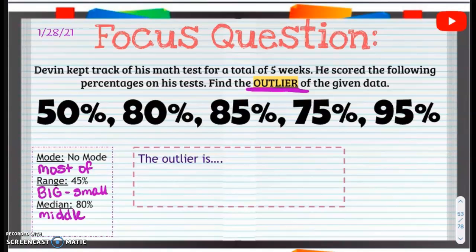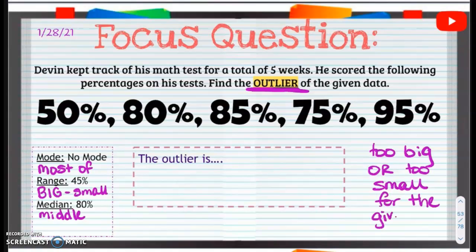The outlier is going to be something that is either too big or too small for the given data set. So we have this set of numbers here. So let's put them in order again.